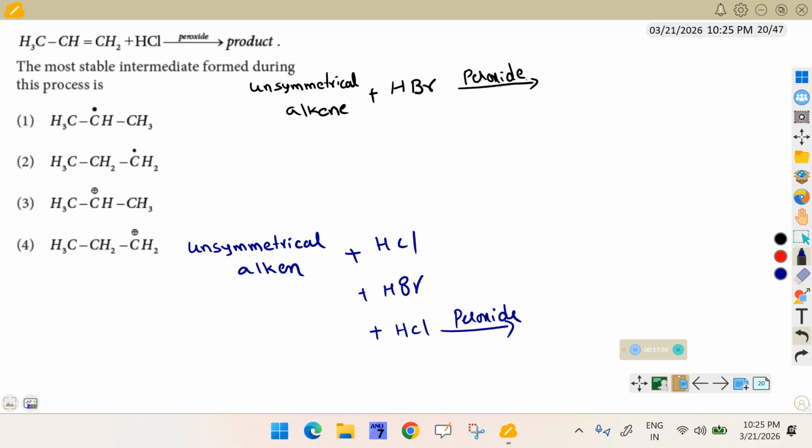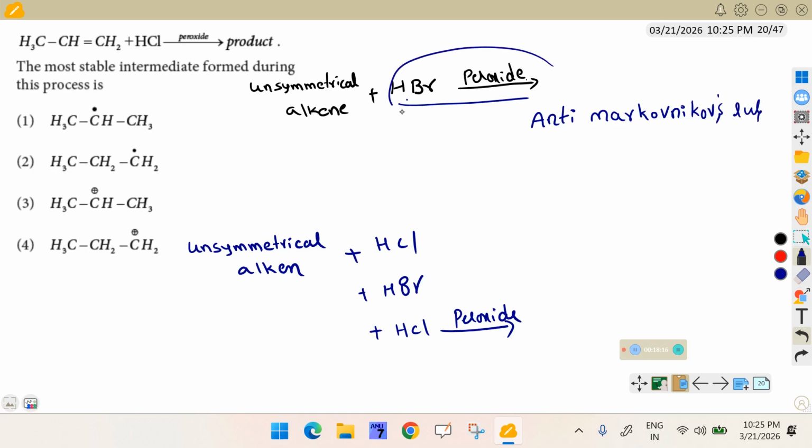Alkene plus HCl in the presence of peroxide. What is the product? Remember, very important: HBr with peroxide only follows anti-Markovnikov's rule. Except HBr with peroxide, in all remaining cases it follows Markovnikov's rule.